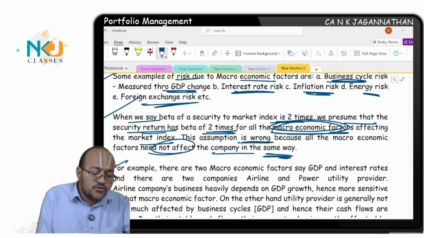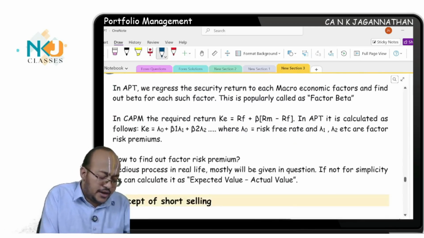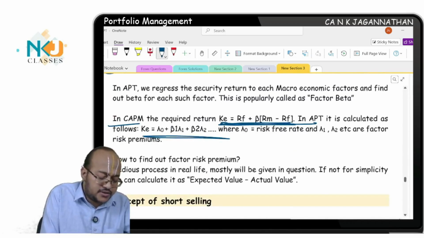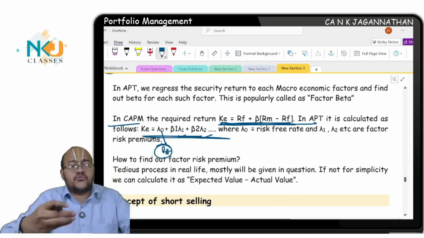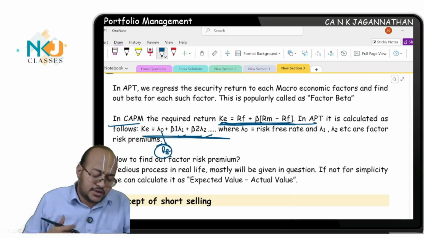For example, I have given a utility based company and a power based company. In CAPM we required K, which is the required rate of return. In arbitrage pricing theory, this lambda 0 is nothing but the risk free rate, then beta 1 lambda 1, beta 2 lambda 2, like this it will move on. How many factors are given in the question? If 5 factors are given in the question, it will run up to lambda 5. Are you all listening?